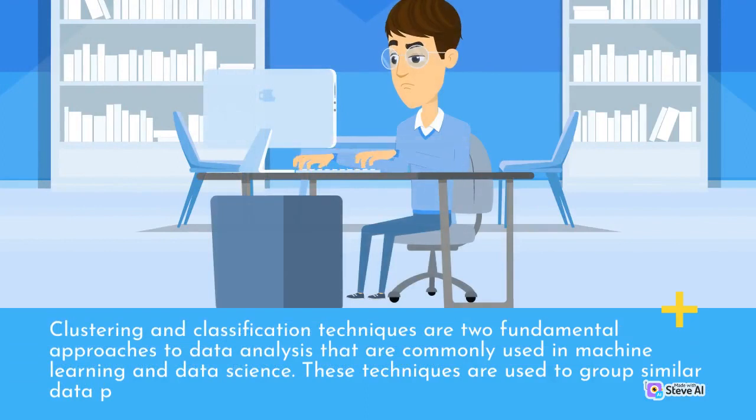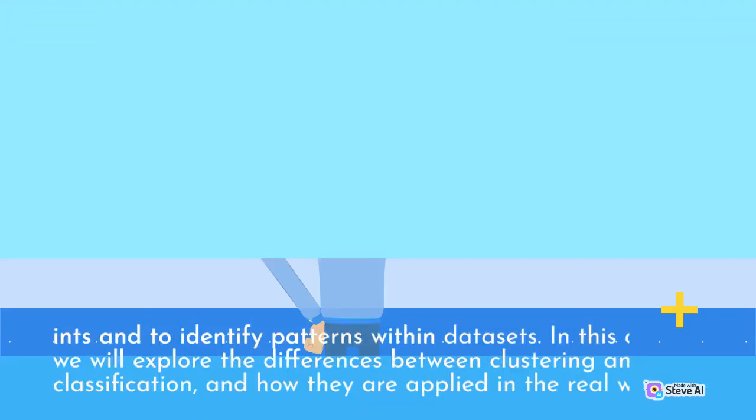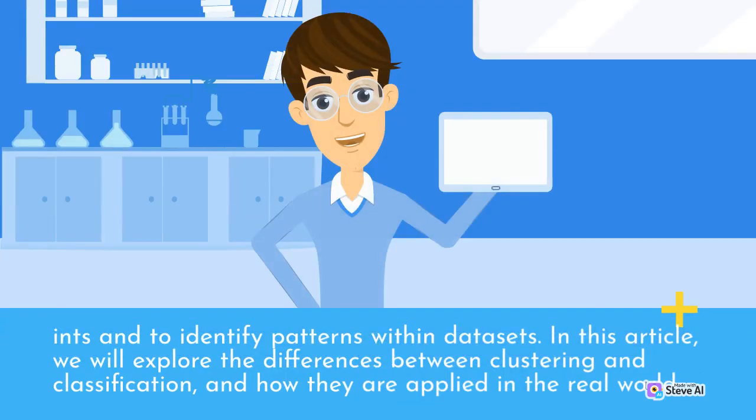Clustering and classification techniques are two fundamental approaches to data analysis that are commonly used in machine learning and data science. These techniques are used to group similar data points and to identify patterns within datasets. In this article, we will explore the differences between clustering and classification, and how they are applied in the real world.